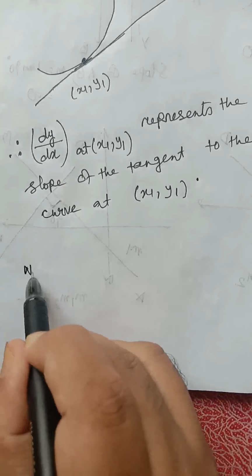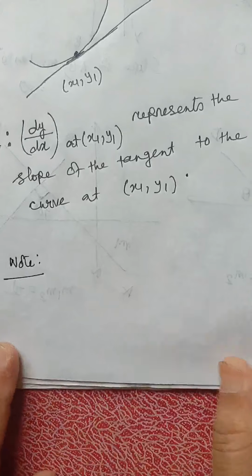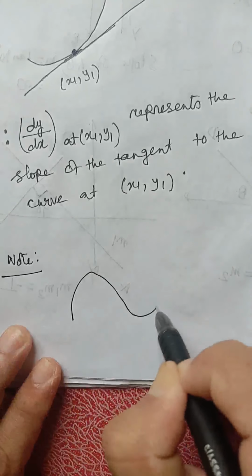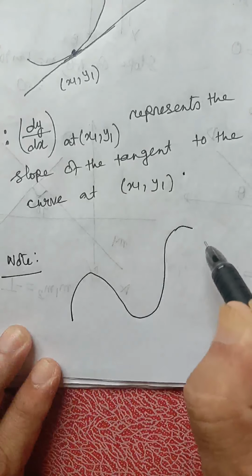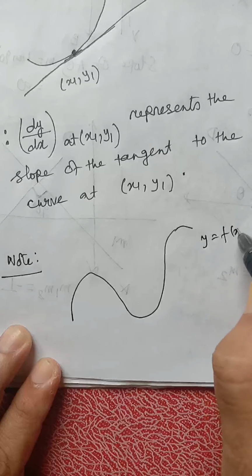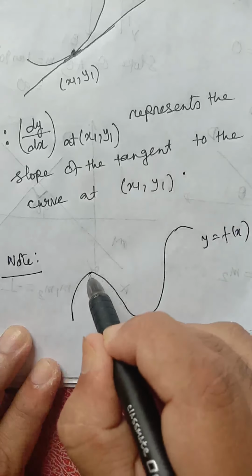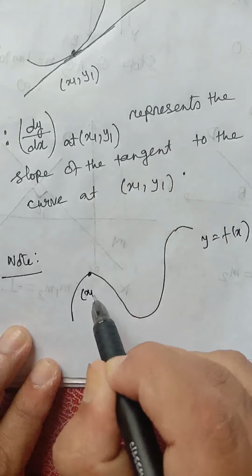Suppose this is the graph of y equal to f of x. At this point, suppose this point is x1, y1.